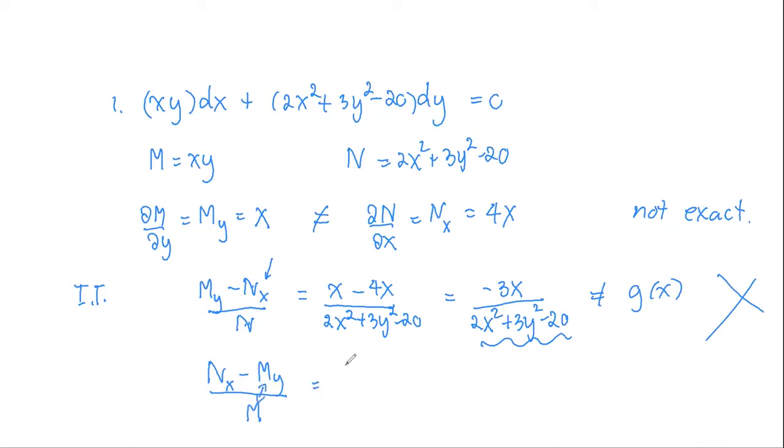Okay, so your nx is 4x, my is x, divided by the expression for the m, which is x times y. Simplify completely. So we have 3x divided by x times y. Now we see x and x reduced with 3 over y. Bingo. We have this as the totally function in y. And then what? We're going to use this to find mu.